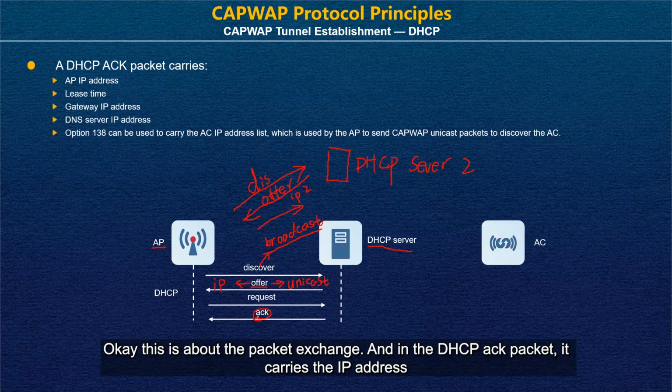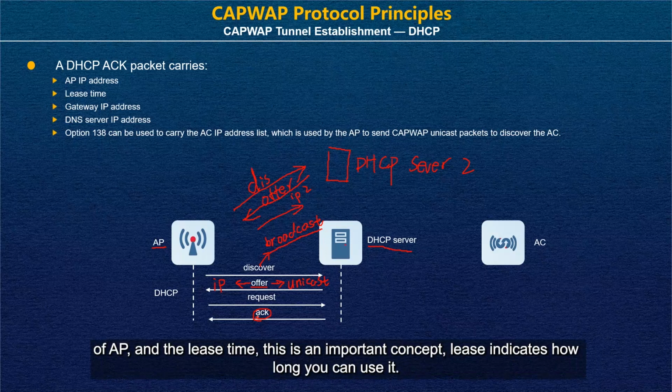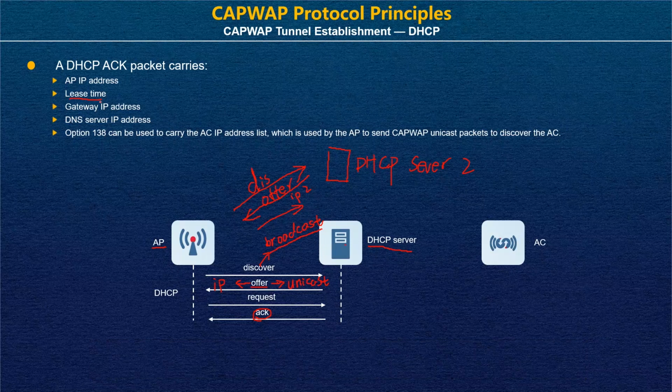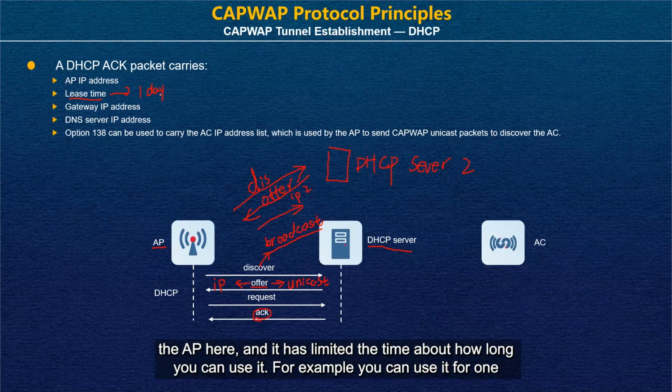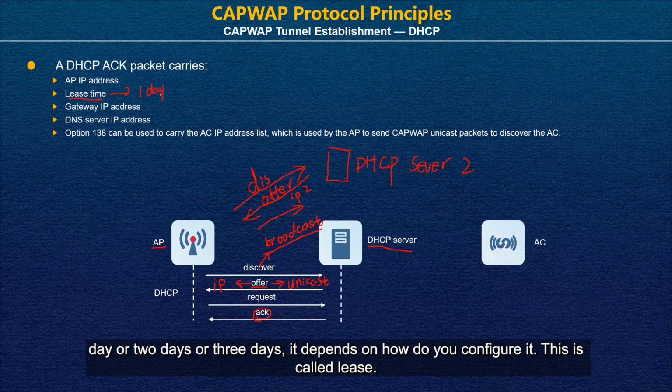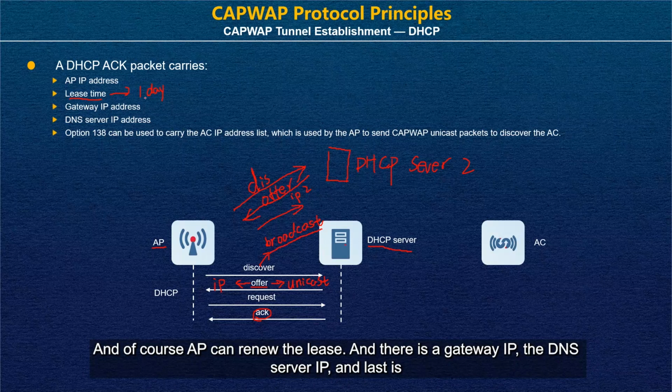In the DHCP ACK packet, it carries the IP address of the AP and the lease time. This is an important concept. Lease means how long you can use it. Normally, the default value is 1 day. It means the server has assigned the IP to the device, to the AP here, and it has limited how long you can use it. For example, you can use it for 1 day, or 2 days, or 3 days. It depends on how you configure it. This is called lease. And of course, the AP can renew the lease.